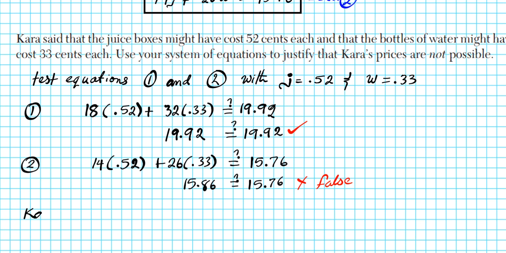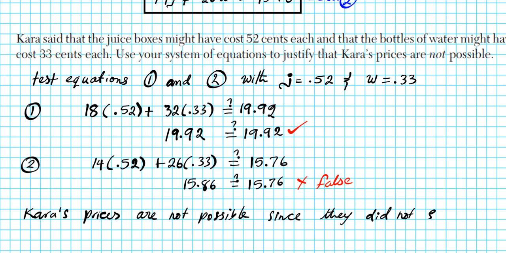Kara's prices are not possible since they did not satisfy both equations. Remember, the requirement is that both equations must be satisfied.